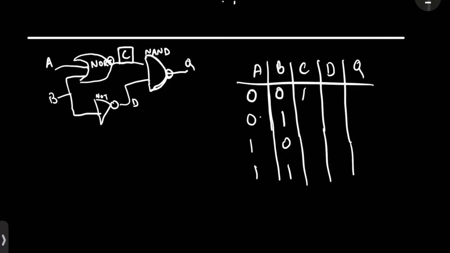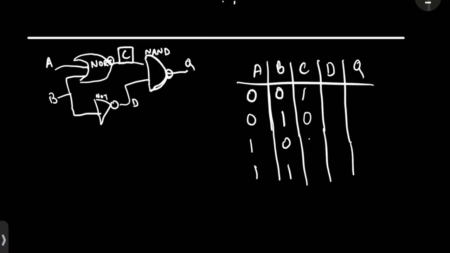An OR gate, what would it give you here? Is this an OR gate or a NOR gate? It would give me an OR, and then we'll just flip the number for a NOR. An OR gate would give me a 1, so then a NOR gives you 0.